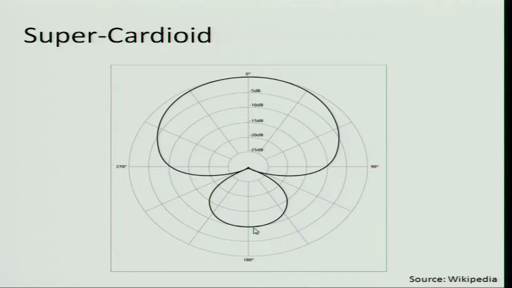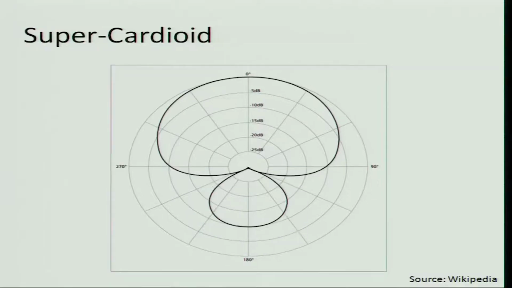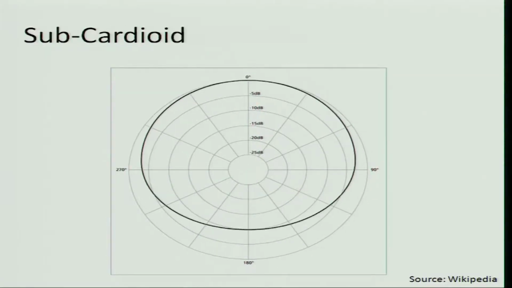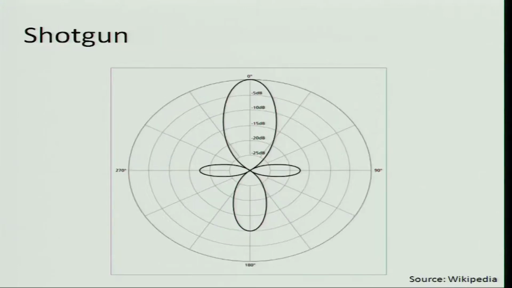And then there is something even worse than hyper, or better than hyper, based on how you look at it. This is called supercardioid. So you have cardioid, subcardioid, hypercardioid, supercardioid, all sorts of terminologies, but just for reference purposes you should know that. And then the last figure I am going to show you is that of a shotgun mic.